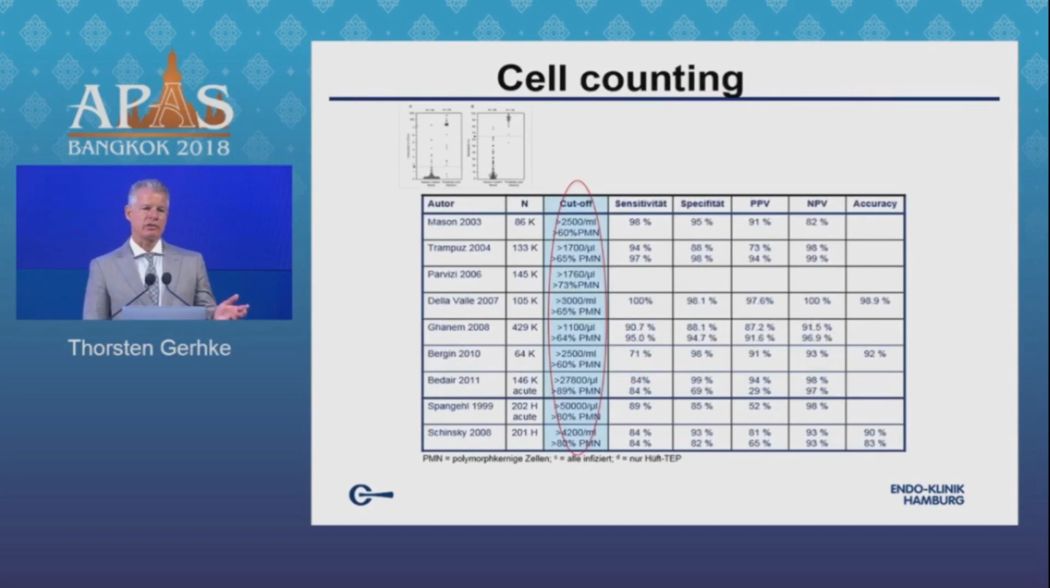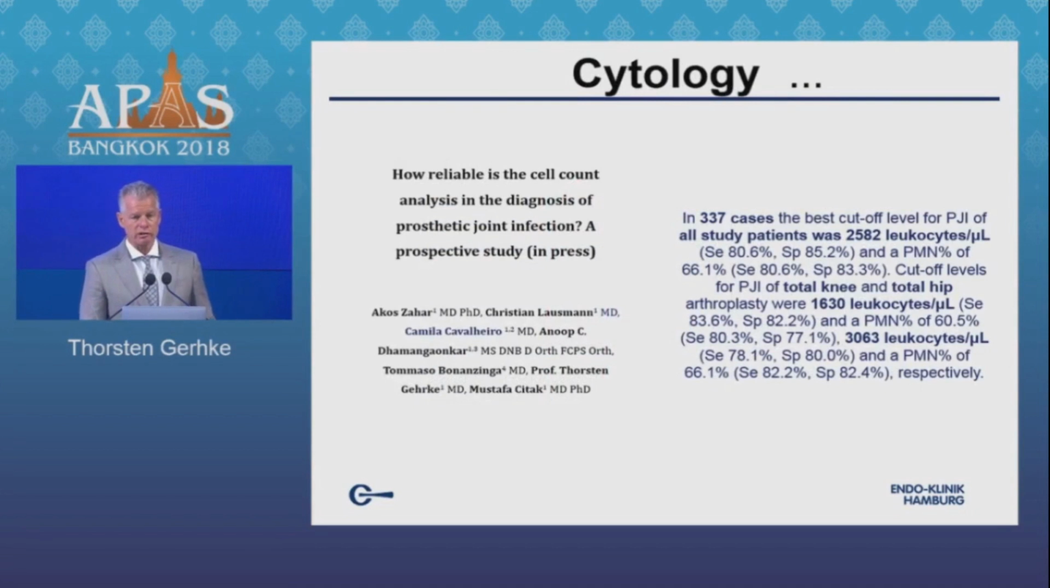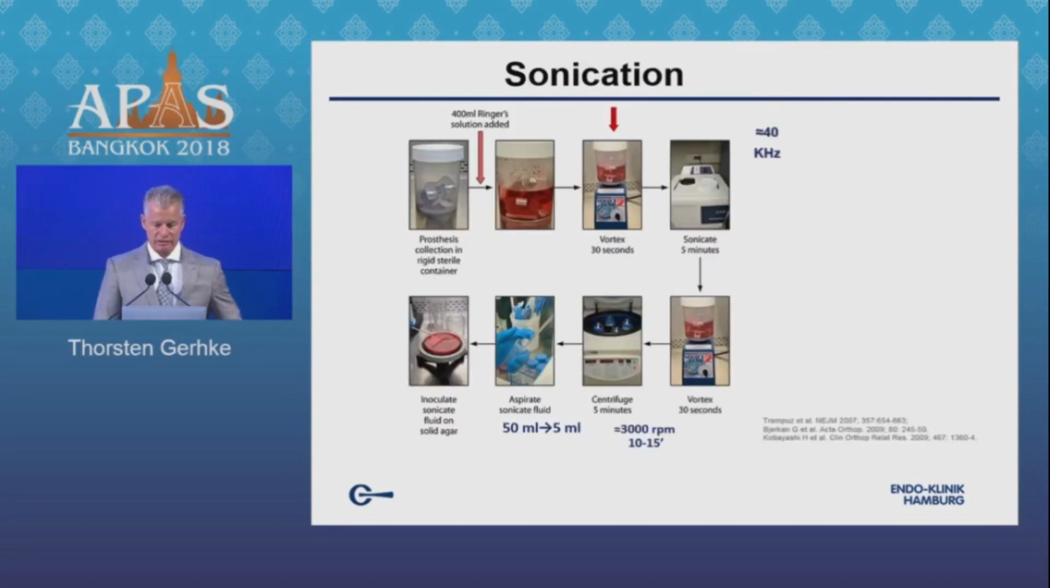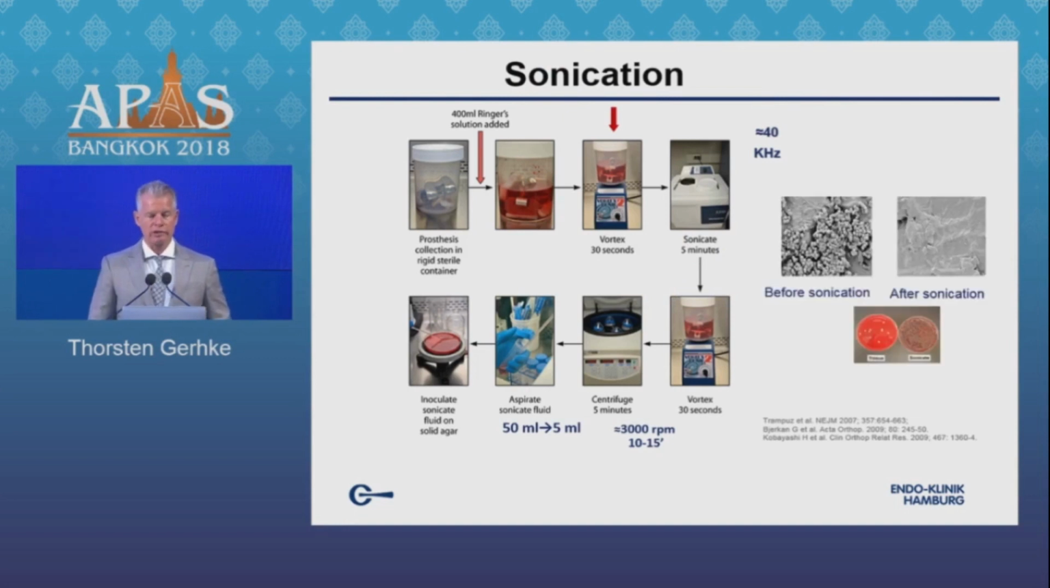The problem with cell counting is that you have a lot of different cutoffs. Some authors mentioned that the cutoff is more than 2,500, others more than 1,700, and for some others it's 1,100, and so on. We did a study recently in almost 340 infected cases, where we determined the cutoff for knees was 1,600, and for hips, 3,000. So keep in mind, there are obviously different cutoffs for the knees and the hips if you count the cells.